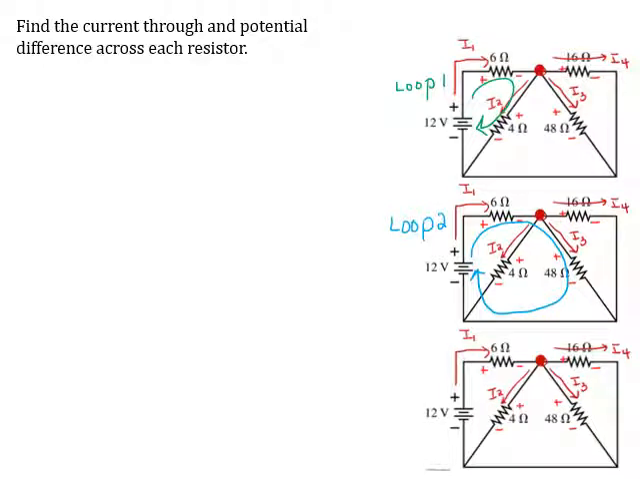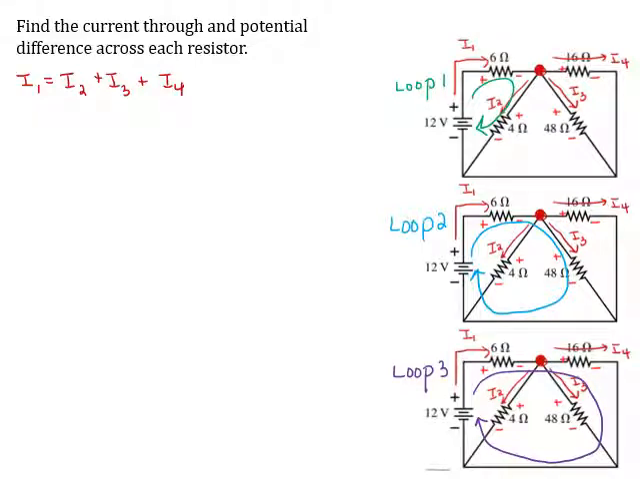Remember, there are lots of different ways to pick loops. Sometimes with a little bit of foresight, you can make choices that just make the algebra more simple. And then for my loop 3, I'm going to take the whole outer loop. So I go through the 12-volt battery, the 6 and 16 ohm resistors, loop 3. So we've got our currents done, we've got our loops done. Let's write our Kirchhoff's laws. So for Kirchhoff's current law, for the junction we indicated, the current in is I1. That's equal to the net current out, which is the sum of I2, I3, and I4.